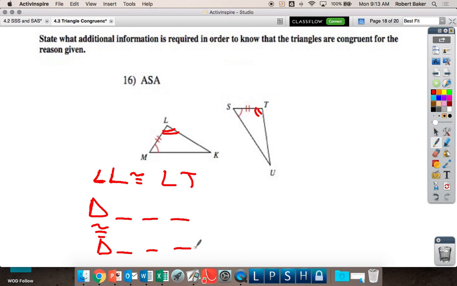How do you want to do that? 1, 2, blank, blank, 1, 2, 2, 1, blank. MKL. Can I do MLK? I want to be patriotic.